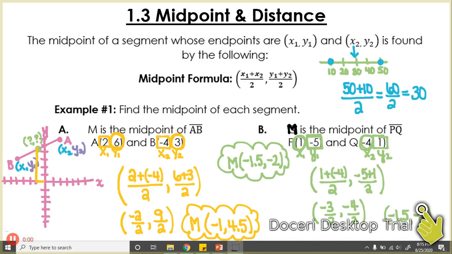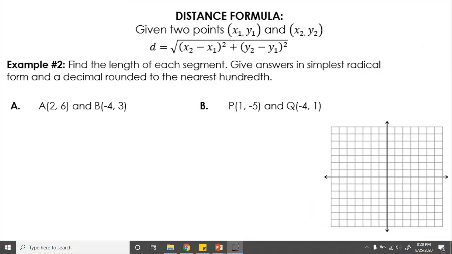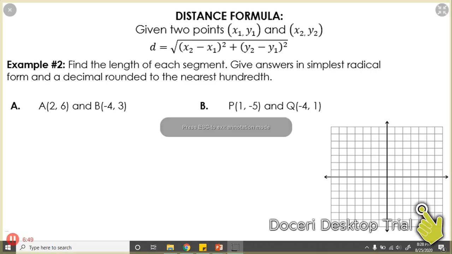And you don't have to draw the coordinate plane every time, but it does give you a visual to see if your midpoint looks accurate. So that's how we find the coordinate of the midpoint of a segment. Then we also have distance. So I'm going to show you kind of where the distance formula comes from as well.